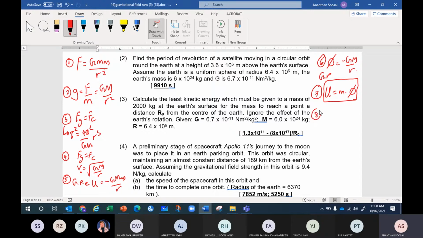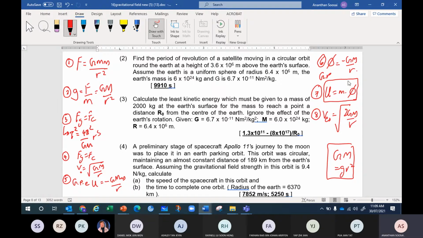And number 8, finally, the escape speed. Escape speed is root of 2GM over r. So this is what you learned. The point here is all equations involve GM values, everything related to GM, G times M. Remember, GM can be replaced with what? It can be replaced with g r squared if the mass of the planet is not given.